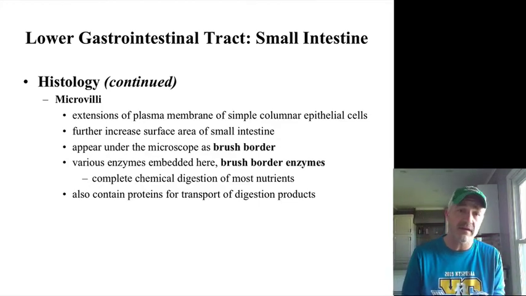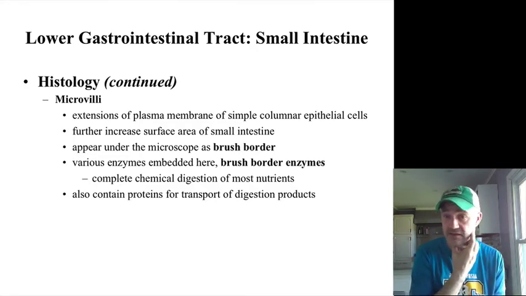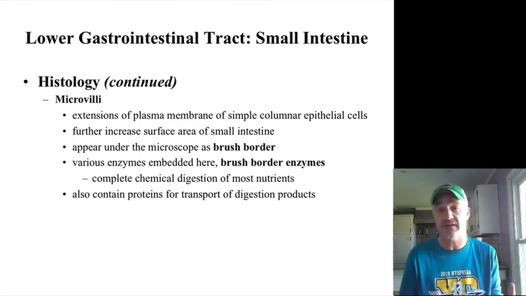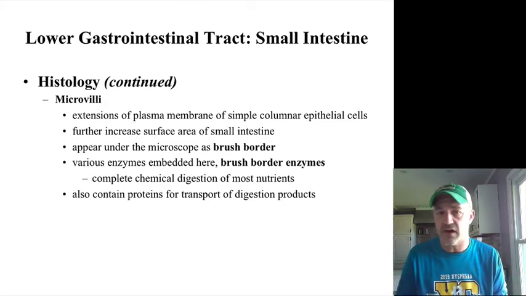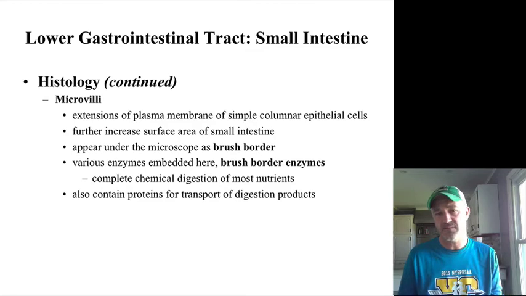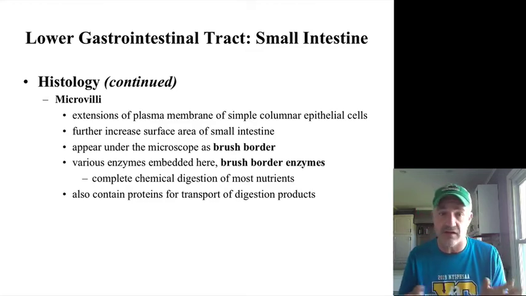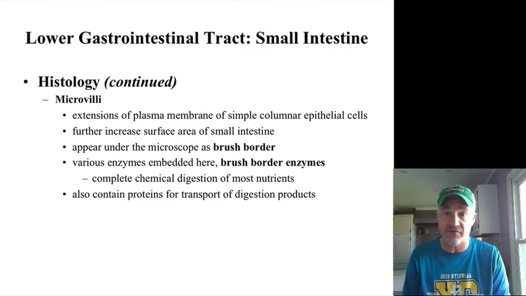When you think about what's happening here, the more surface area, the more we can absorb. So the whole idea here is to get as much surface area as possible. It's a 20-some foot long tube. The surface area is about 3,000 square feet. So it's about the size of a large house in terms of square footage.